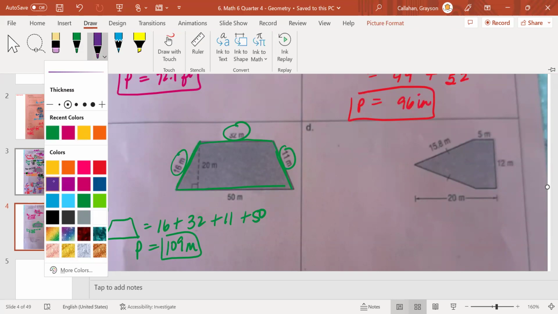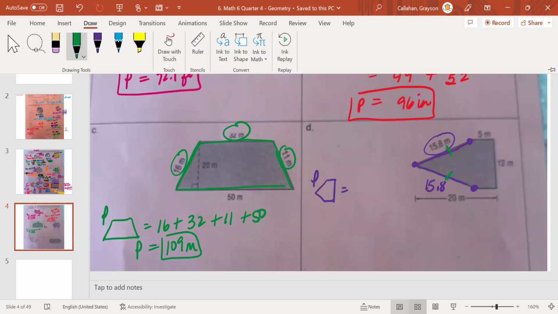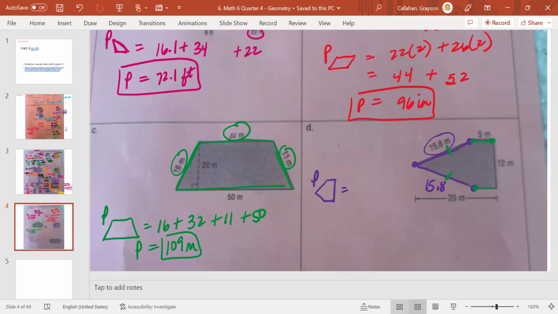Okay, for D, your perimeter of this weird shaped thing is equal to this side, which is what? Okay, what's this side? Good, and we know that because of the little tick mark, right? Okay, so then this side is what? Good, and what's this side over here? No, this side right here. Good, and then the last side is 12.